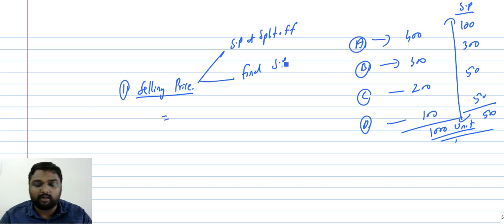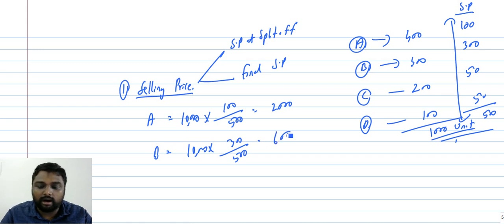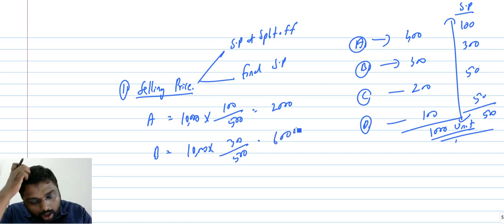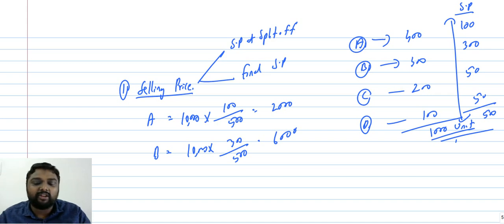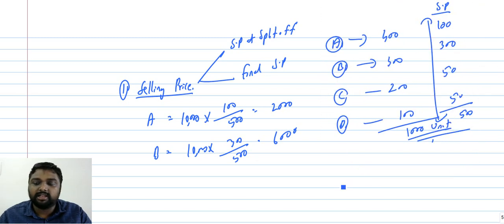Let us take the earlier example. For A, how will it come? 10,000 into 100 by 500, which will come 2000. For B, 10,000 into 300 by 500, which will come 6,000. Now, there is some limitation for this method. The limitation is very clear.